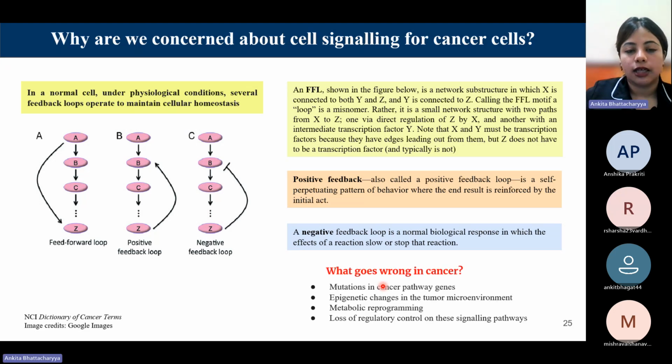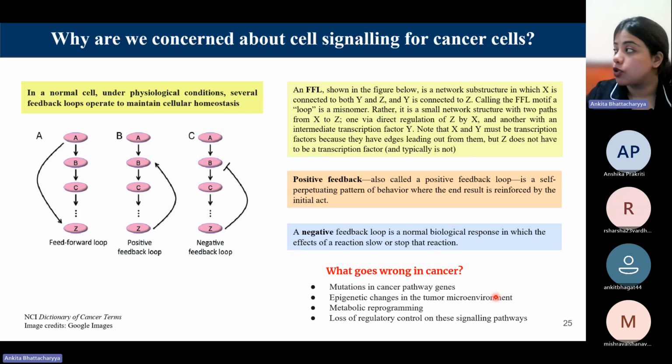Okay, if not, then coming to the question, what goes wrong in cancer? Like Ankit had already mentioned, a major problem that we all are pretty much familiar with is the fact that there are mutations in cancer pathway genes. Secondly, this is something you might not be very familiar with, but basically the tumor microenvironment that I mentioned during the recap session, there are a lot of epigenetic changes that occur within the tumor microenvironment. How and what, this is a fairly advanced concept, especially if you're not familiar with the TME, the tumor microenvironment. But basically, depending upon the type of environment that the cancer cell is exposed to, a lot of changes can occur within the genome of cancer cells.